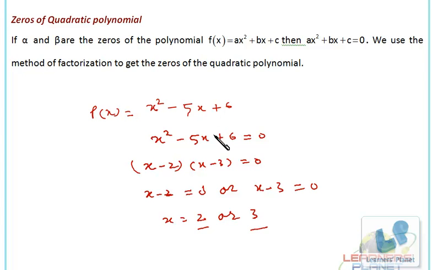Precisely, if you put x is equal to 2 in this equation, you'll be getting the value as 0. If you put 3 instead of x, you'll be getting the value of this polynomial to be 0, right? So 2 and 3 are zeros of the polynomial, right?